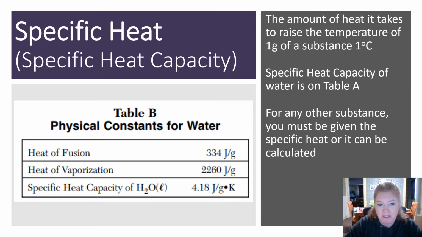All right, specific heat. What is specific heat? So specific heat is literally specific. It is the amount of heat it takes to raise the temperature of 1 gram of a substance 1 degree Celsius. Specific, right? The specific heat of water, the specific heat capacity for water, remember, is on table A. So we can call it specific heat or specific heat capacity. For any other substance, you have to be given the specific heat, or it can be calculated from the formula.